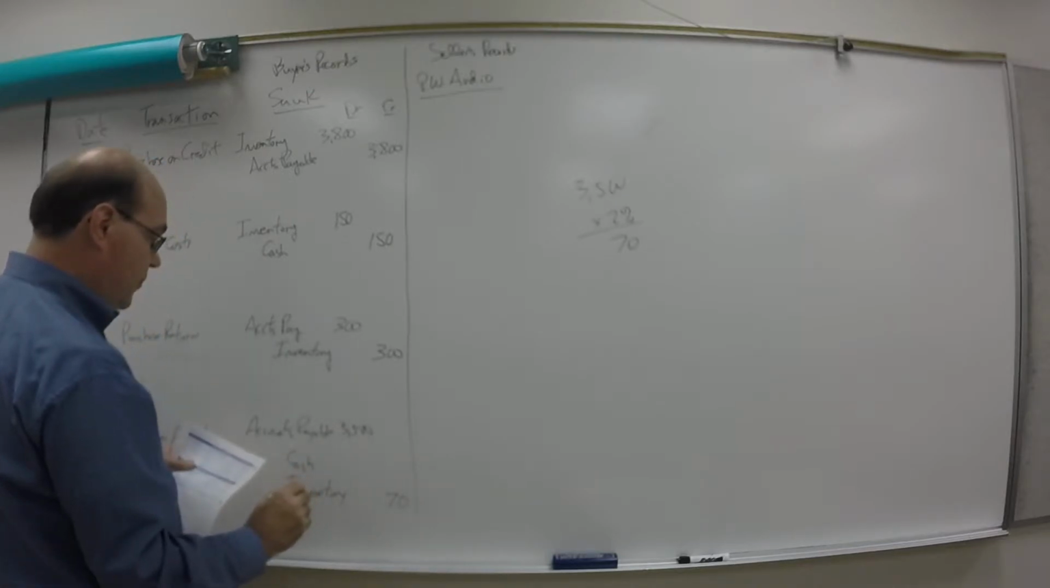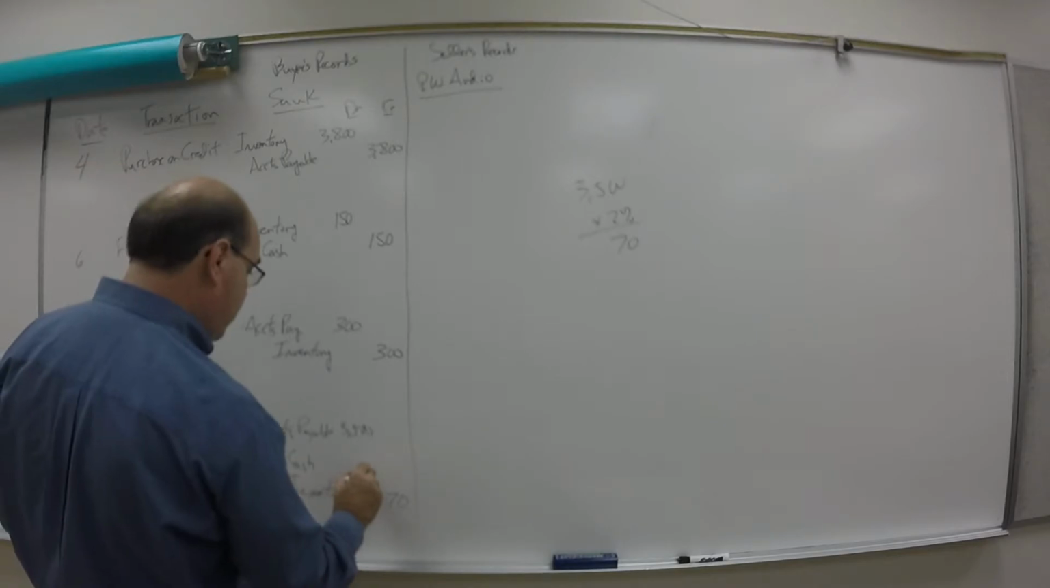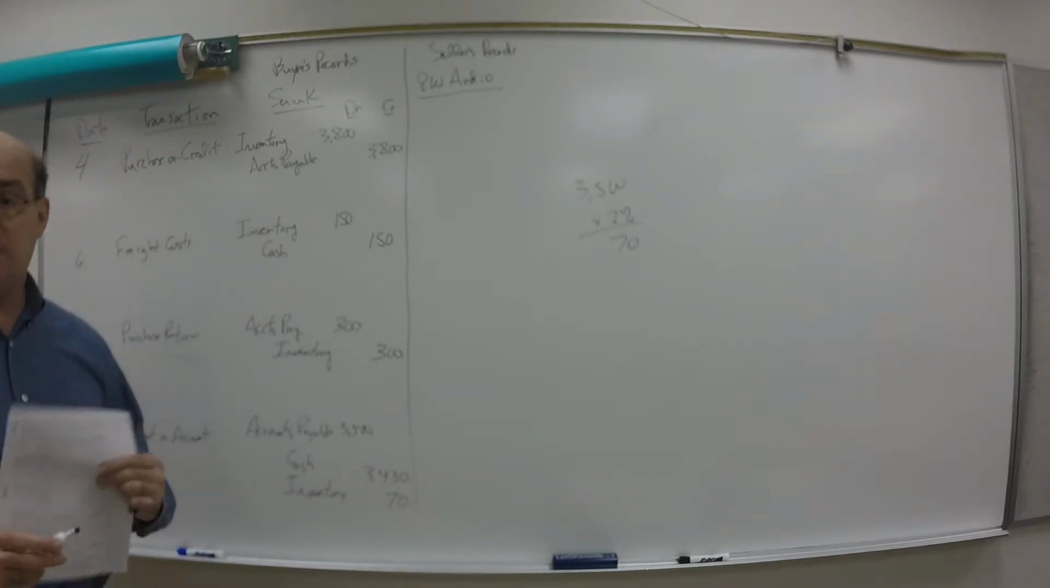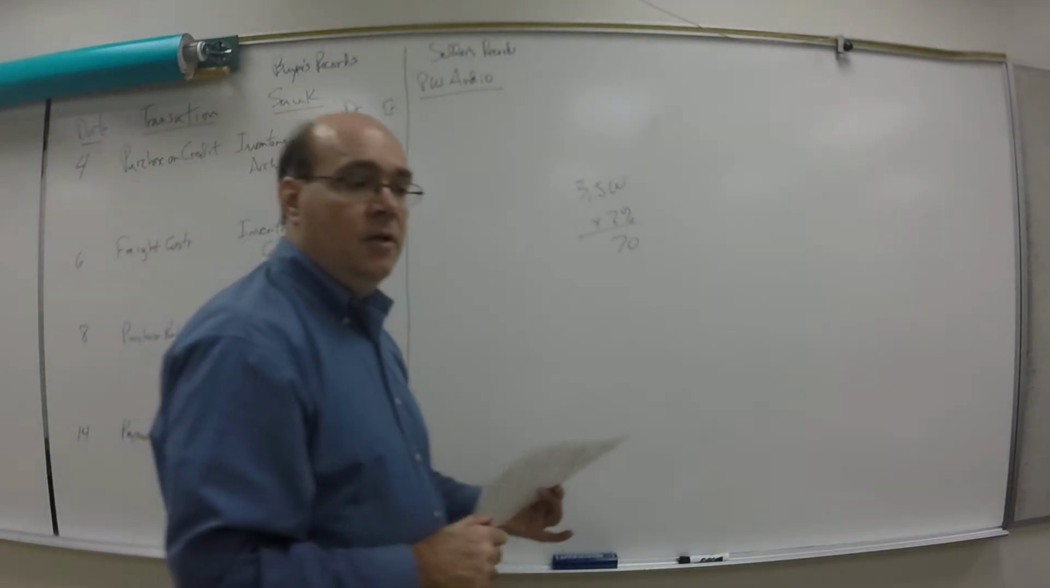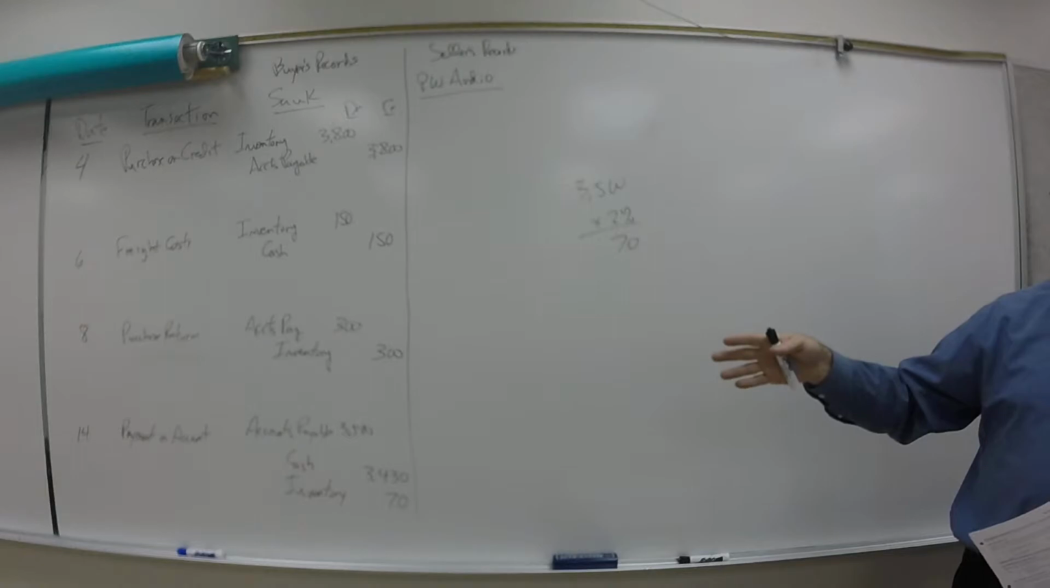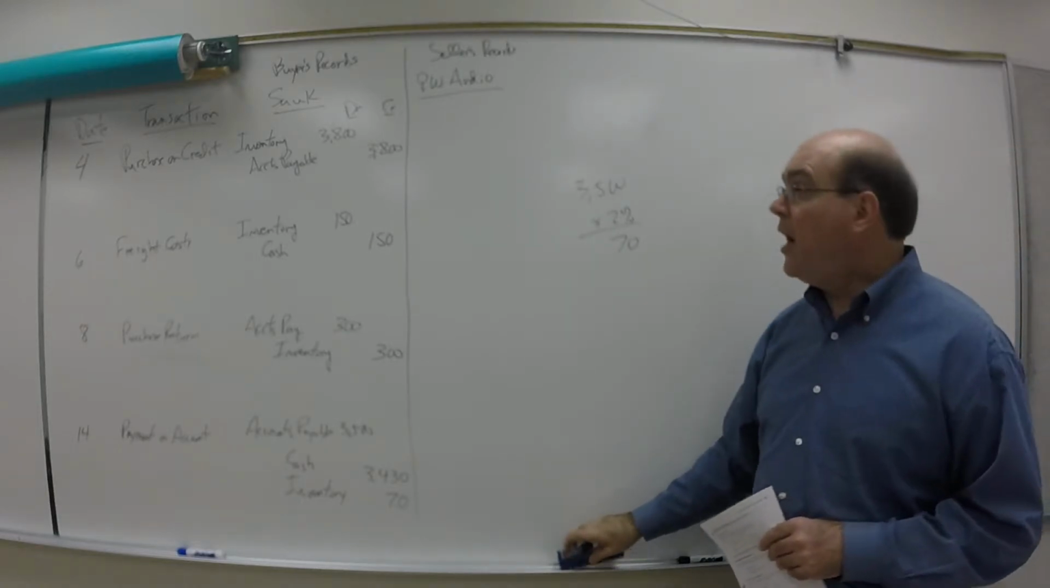$3,430, that's the difference. So that's how much cash we sent. Okay? So that's what's happening if we're using perpetual inventory and we are the buyer.